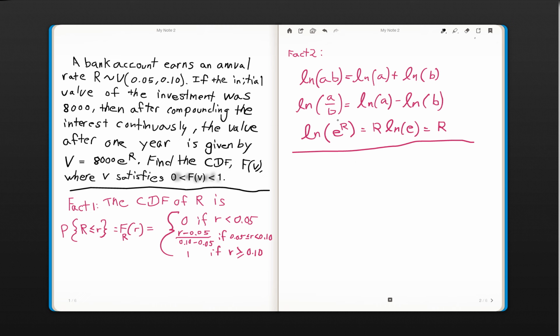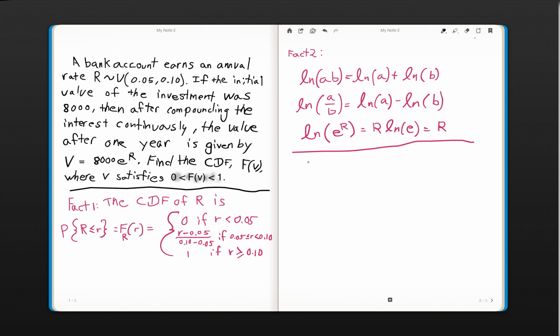We also need some algebra facts. Don't let algebra get in the way of successfully getting a problem correct. The natural log of a times b is the natural log of a plus the natural log of b. The natural log of a divided by b is the natural log of a minus the natural log of b. And we also have the natural log of e to the r: the exponent comes down, times the natural log of e. The natural log of e is 1, so this just equals r. Again, these are rules specific to this problem. I'm not trying to teach you algebra here, just what's unique to this problem. So we need to find the CDF F of V.